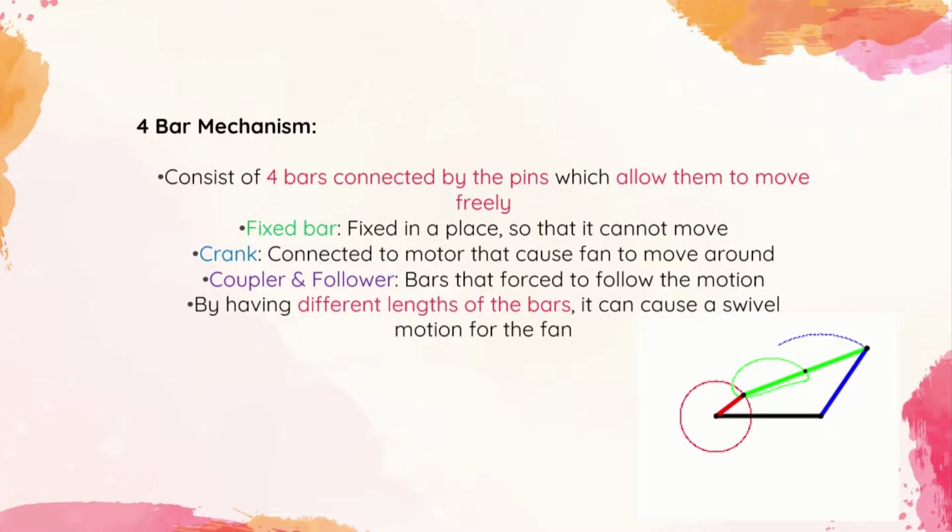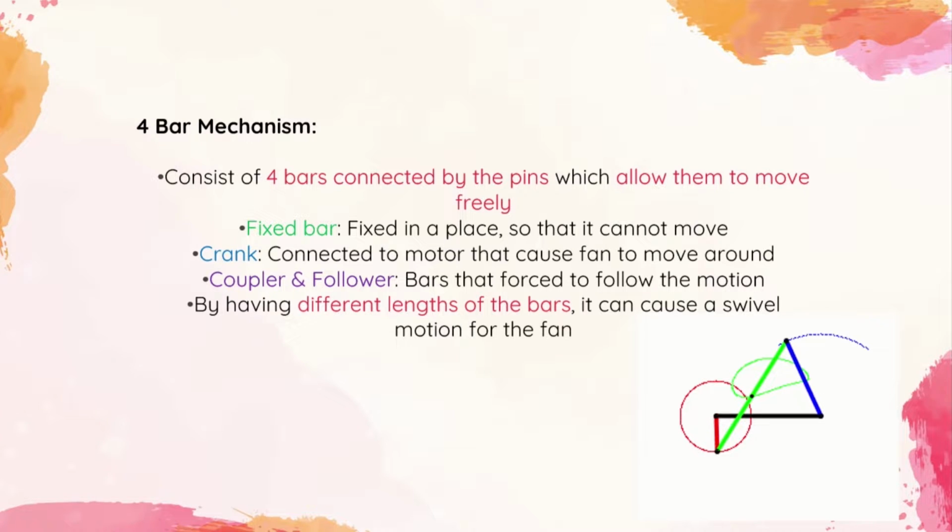Next, we have the 4-bar mechanism. The 4-bar mechanism consists of 4 bars connected by pins, which allow them to move freely. The first bar is the fixed bar, which is fixed in place so that it cannot move. Second, we have the crank. The crank is a bar connected to a motor that causes the fan to move around. And third and fourth, we have the coupler and follower bar that are forced to move to follow the motion.